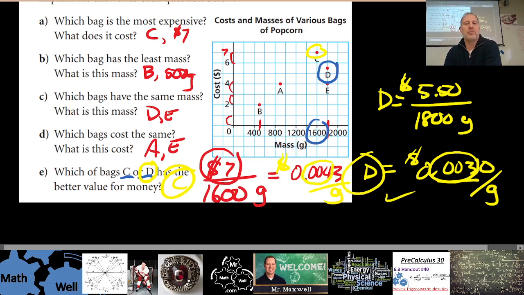When would you do grams divided by money? Well, if you wanted to say, you know, what are the grams per dollar? Then you would do grams divided by dollars, and that's how many grams you could get for $1 if you wanted to do that.